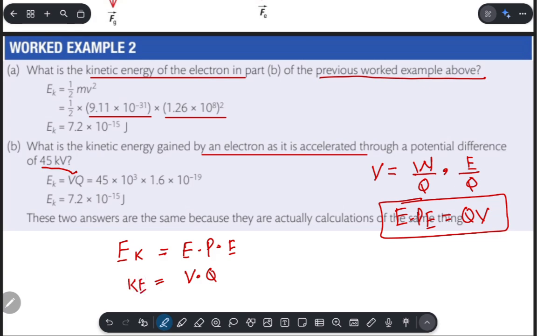So here we go. The potential difference is 45 kilovolts, so 45000 times the charge of a single electron, which gives 7.2 into 10 to the power minus 15 joules. This is the amount of kinetic energy obtained when an electron is moved through a potential difference of 45 kilovolts.